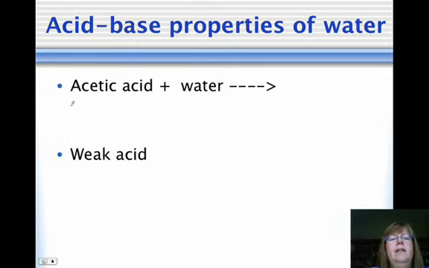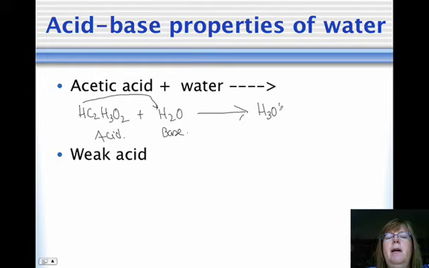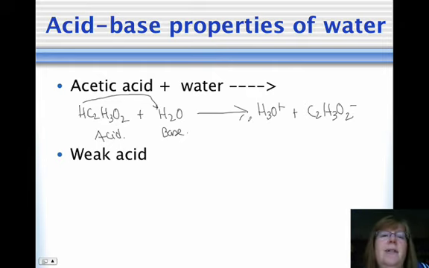All right, let's go ahead and look at acetic acid in water. Okay, here, water is going to act like the base. Acetic acid is going to be our acid, and it will donate a proton, and we'll get the hydronium ions, and we're going to get the acetate ion. Now this is a weak acid, which means that it doesn't completely dissociate in water. It only forms a few ions.